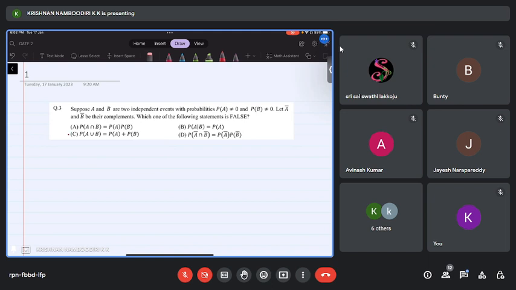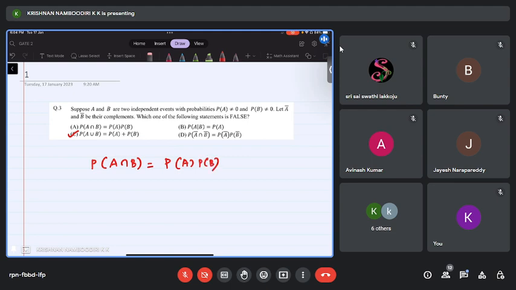As you have commented, it's C, which is correct. But anyway, let us see all the other options. The first and second options, option A and option B, have some significance. Option A is nothing but the definition of two independent events. If events A and B are independent, then the probability of the event A intersection B is nothing but probability of A into probability of B.